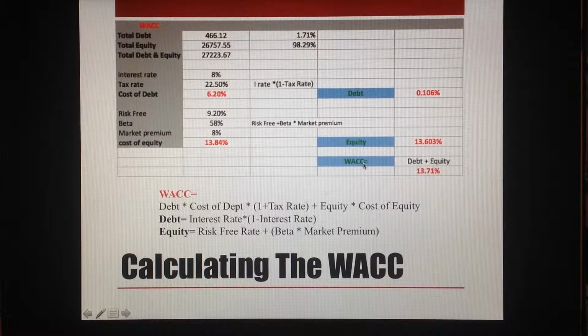Then, in order to get the WACC, I add the debt to the equity, and I got 13.71%. Here is the formula that I used: debt times cost of debt times 1 minus tax rate plus equity times cost of equity.